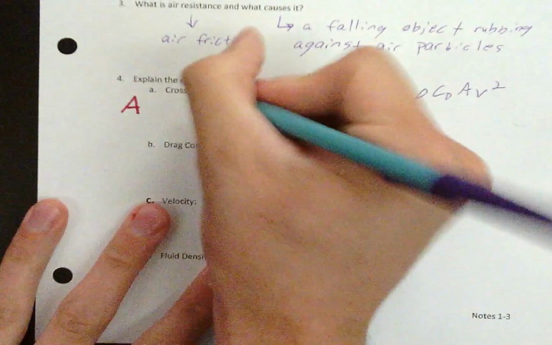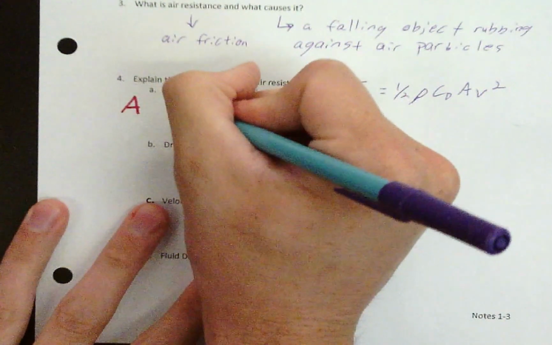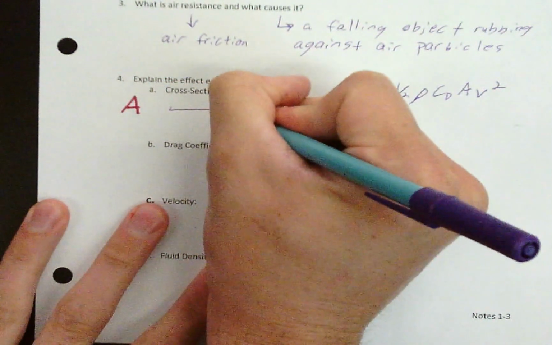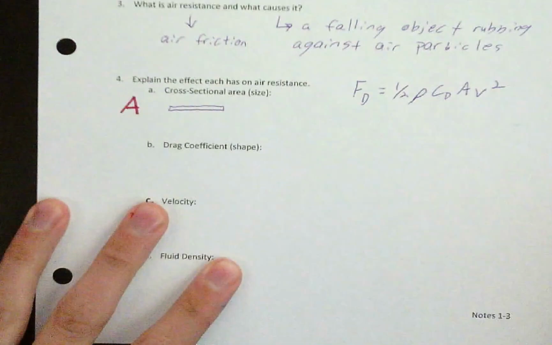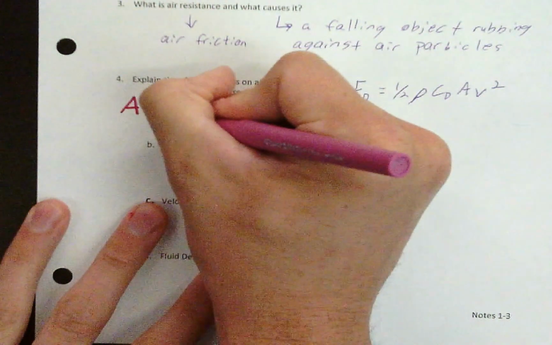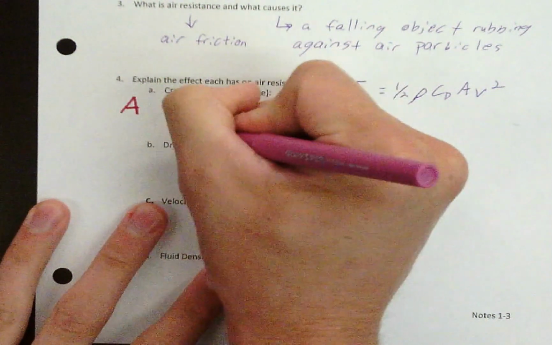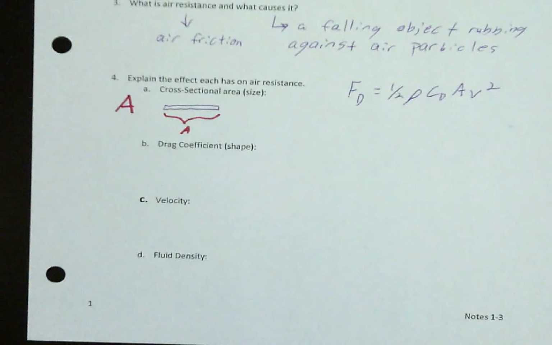So if we're talking about dropping, like a stack of paper, which is what we're going to do for the lab, when we're talking about cross-sectional area, I'm talking about this part here. So I'm not talking about the area of the whole object. I'm just talking about the area that's in contact as it falls.